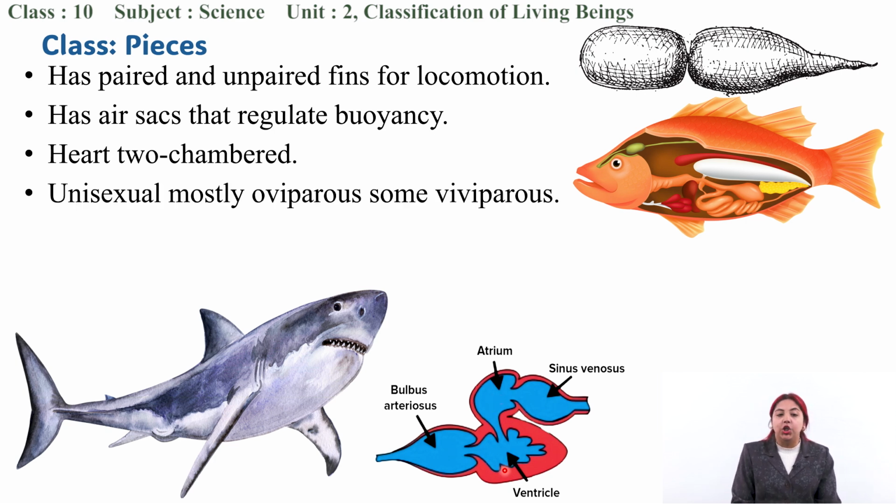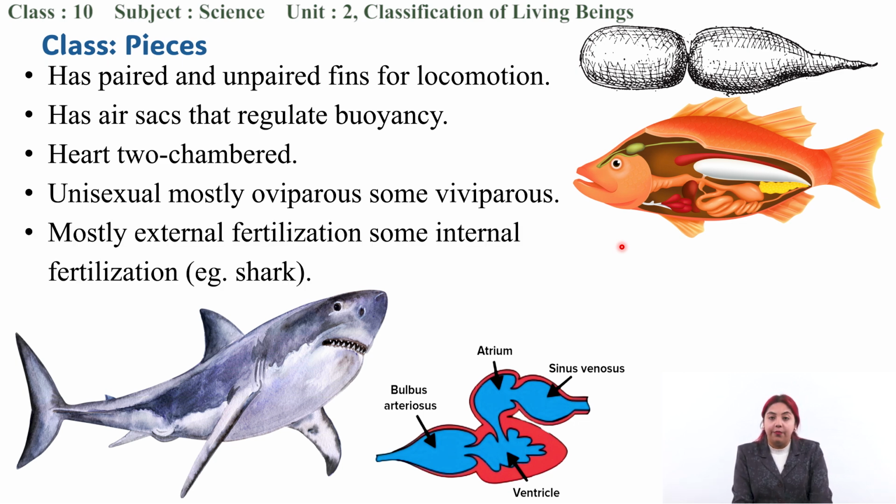Now, they are unisexual, mostly oviparous, some viviparous. Unisexual means, as I've already mentioned, the male and female reproductive organs are present in different organisms. As you can see over here, this is a male shark. Most of the fishes are oviparous, that is, they lay eggs, and there are some exceptions of fishes who are viviparous as well, that is, they give birth to their young ones directly, they do not lay any eggs.